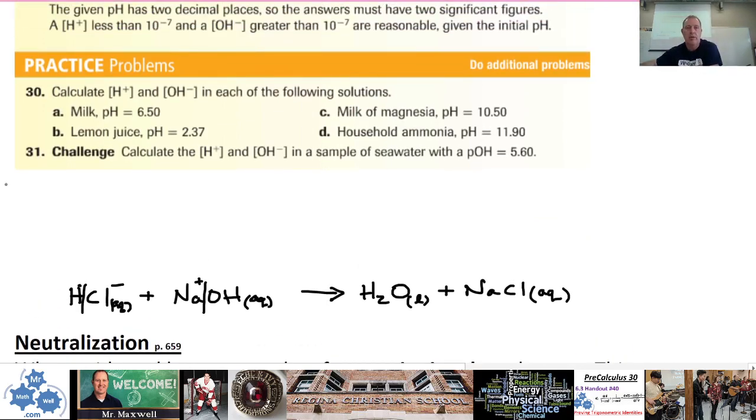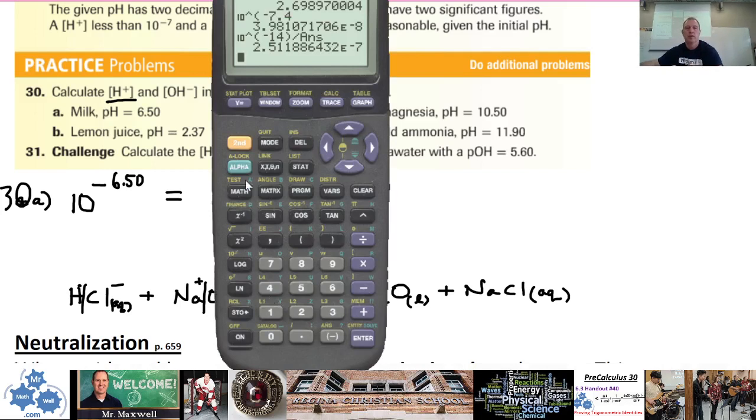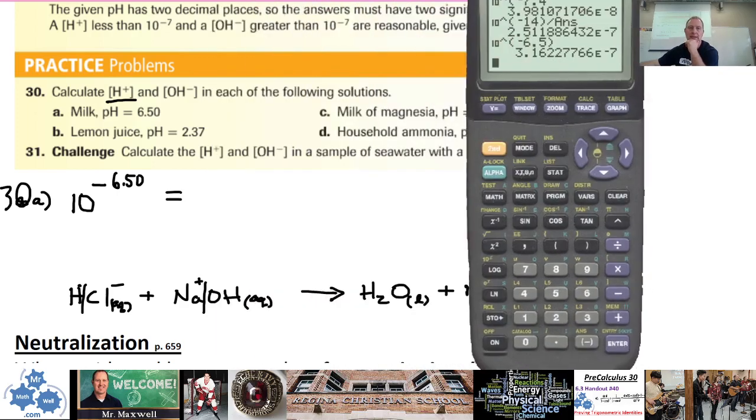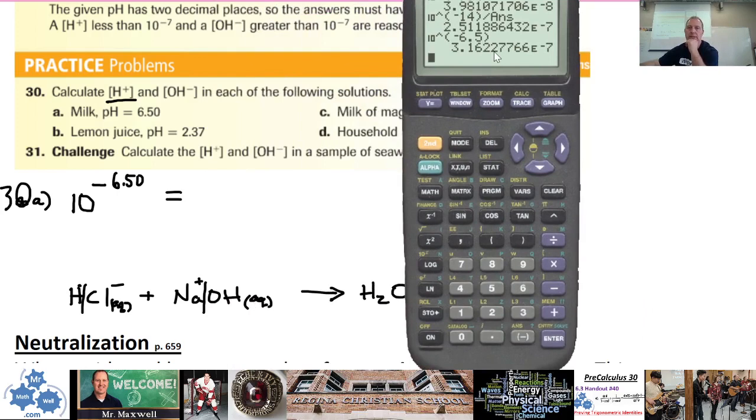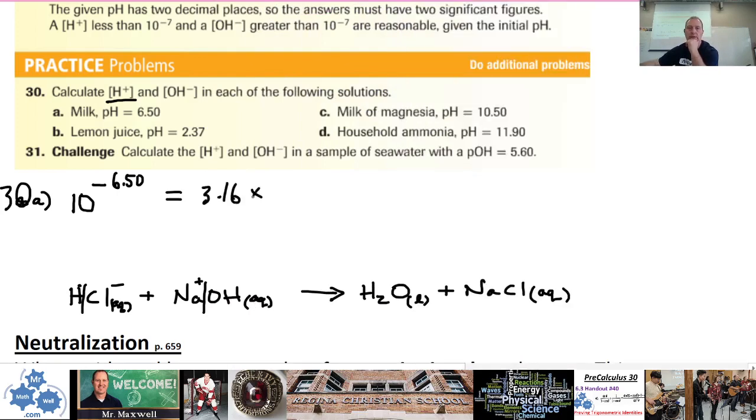For example, milk. Okay, so 30A. The pH is 6.50. So what's the, well, this is an easy one to find first, right? Because I go now 10 to the negative 6.50. See that? Shortcut, really easy. And let's get a decimal out of there. So second function log, I'm going to put negative 6.5 in there. And that decimal is 3.16 times 10 to the negative 7. Awesome. Now that is molar. That's the hydrogen ion concentration.